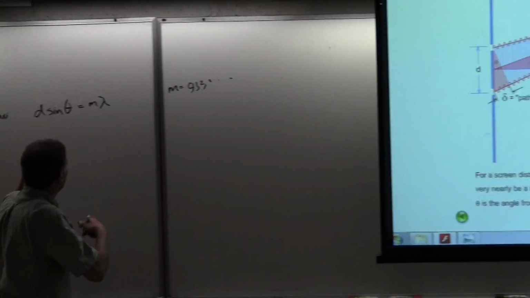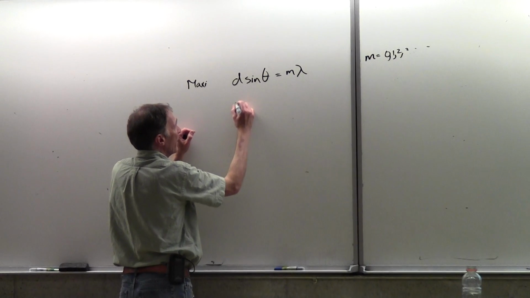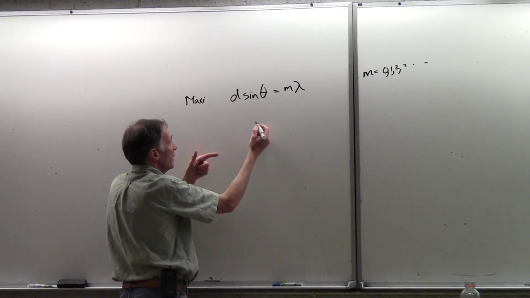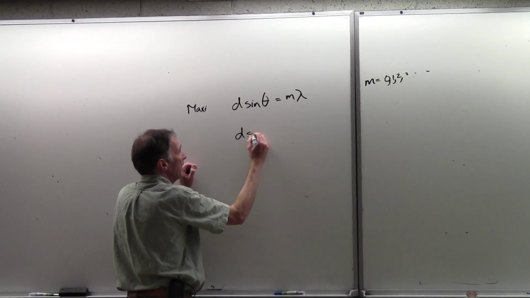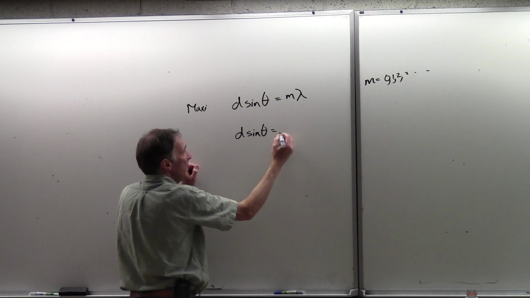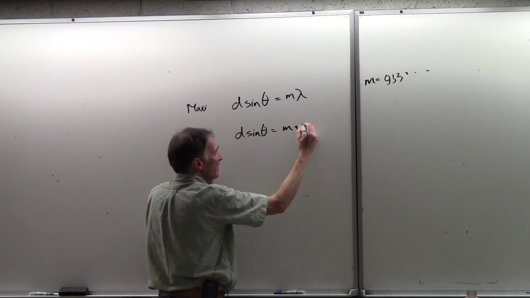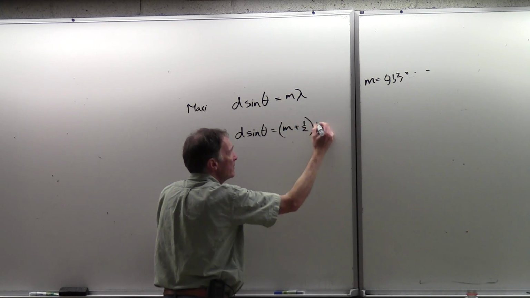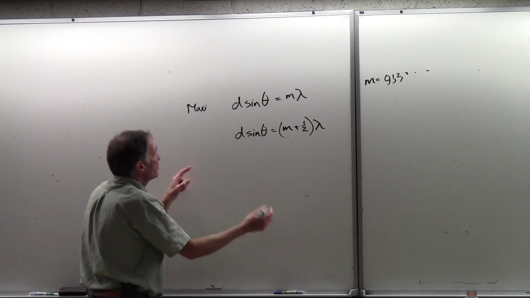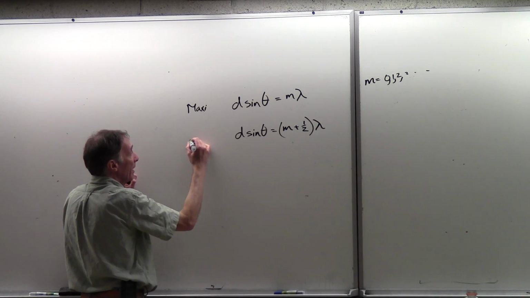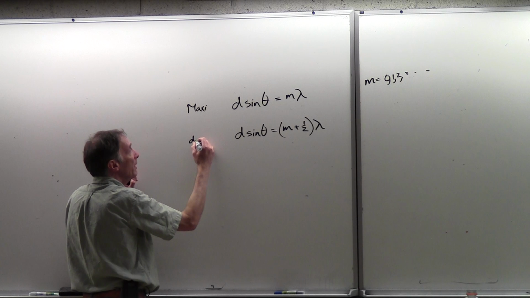If we have an additional half wave in there, so it's like 2.5 or 3.5, d sine theta, that path difference, is equal to m plus an additional half of a wavelength. This would be a dark fringe, or a minima.